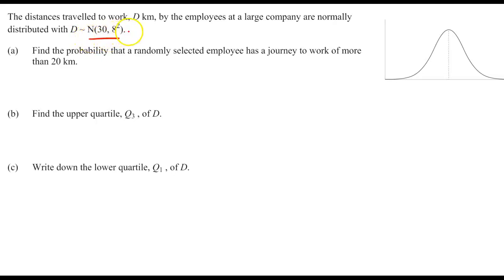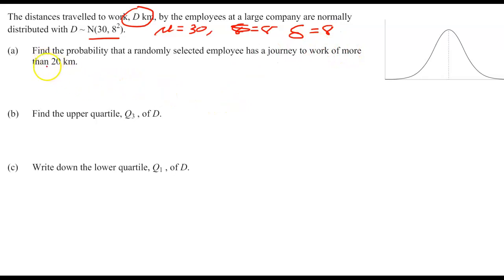is the mean and the standard deviation. So the distance traveled to work is the variable now over here and defined as d, and you can see the mean over here. The mean is 30 and the standard deviation is 8. The standard deviation sigma, it's not written very well over here. So standard deviation sigma is 8.